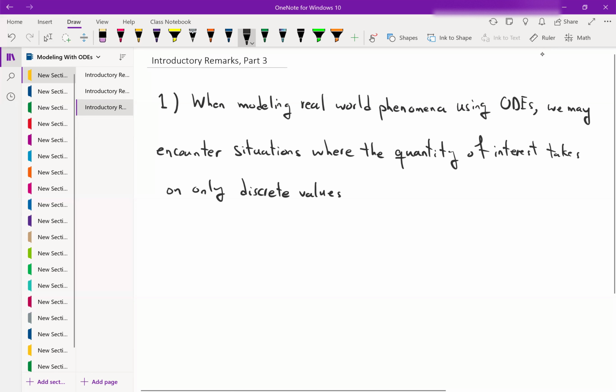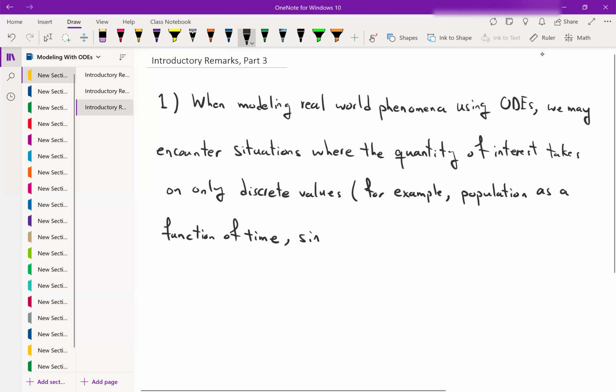For example, population as a function of time. Population is always a whole number, right? That is an example of a quantity that only can have discrete values. Let me write this also. For example, population as a function of time.